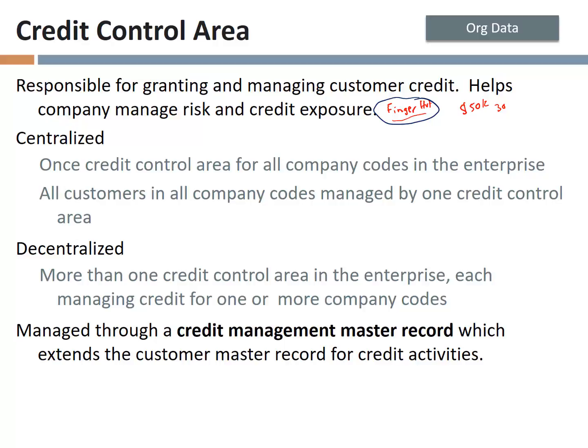Now, getting back to more of the configuration from our ERP perspective, what we see in the system is something called a credit management master record. What a credit management master record does is it extends our existing customer master record, but for credit-related activities. I realize that our focus at this point is on organizational data, but that's the master data that drives it. The credit control area is going to be adding things to this credit management master record and using that as the place where their credit decisions are actually reflected.